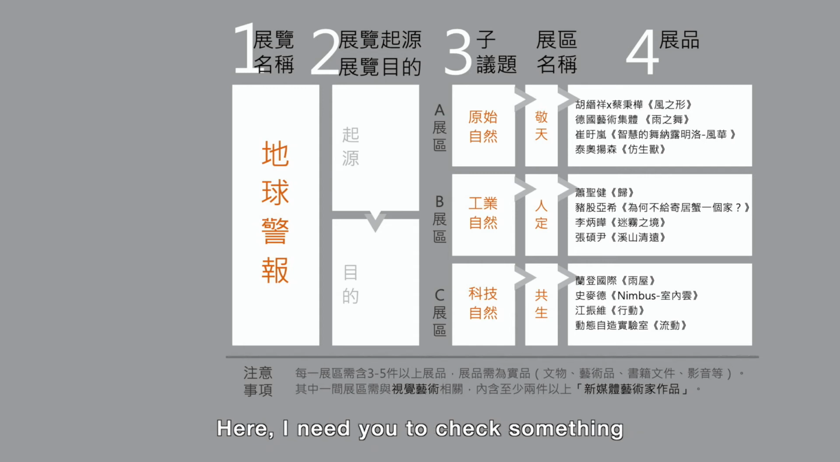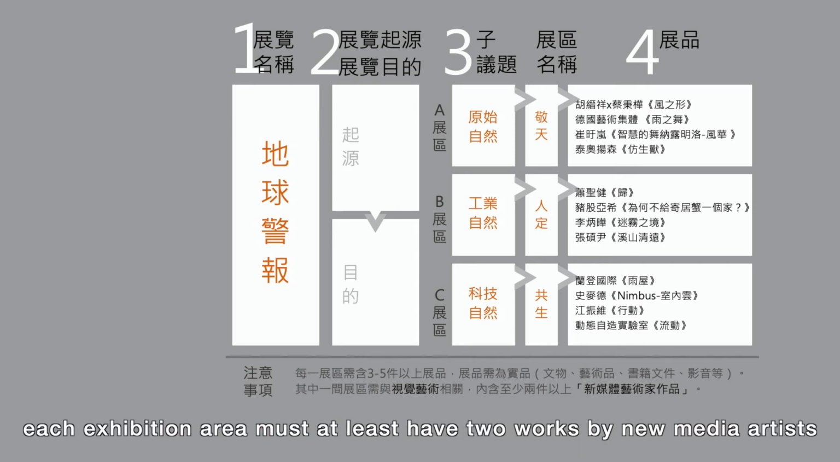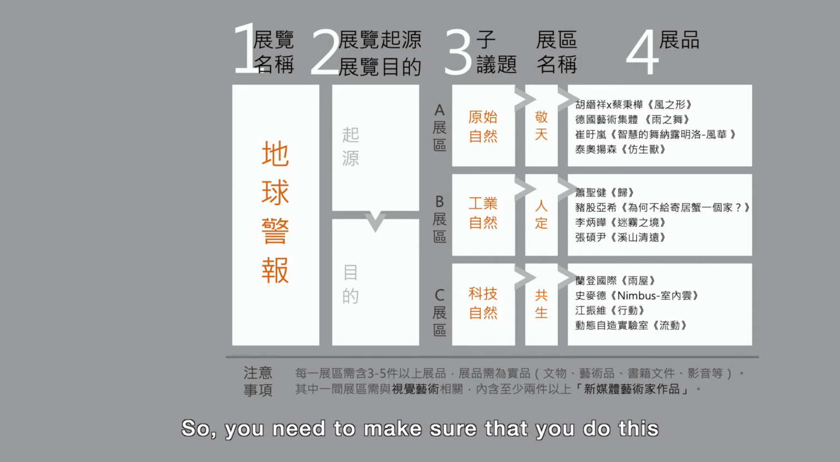Here, I need you to check on something. Before you start making your website or preparing, you have to remember the following. Each exhibition area must at least have 2 works by new media artists. So, you need to make sure that you do this. This year, I have given myself a goal. I hope that the works are all by new media artists. So, actually, through this exhibition and through gathering works of new media artists, I hope that I can find forms of works by new media artists that are all similarly focused on issues related to the Earth.